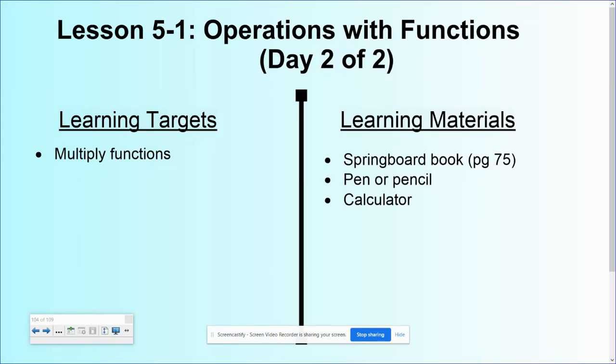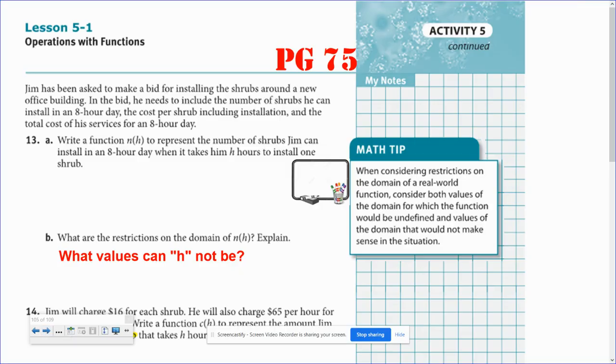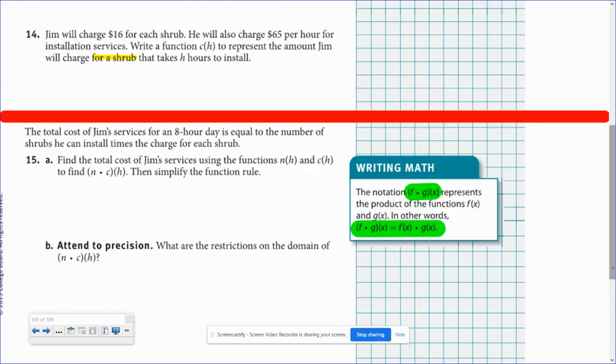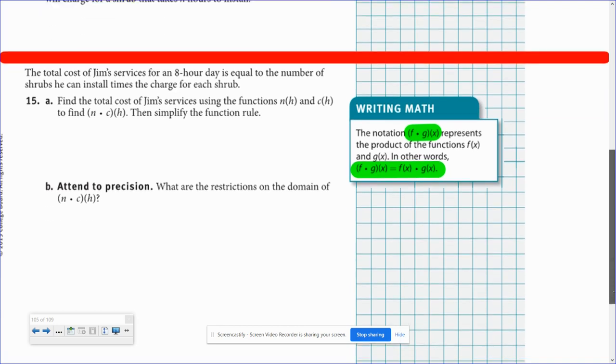Today we are doing lesson 5-1, day 2, where we talk about how we can multiply functions. So crack that Springboard book open to page 75, have something to write with, and a calculator if you need it. Okay, so we're going to skip the Springboard stuff, and I just want to direct your attention to the bottom of the page, to this little writing math tip here.